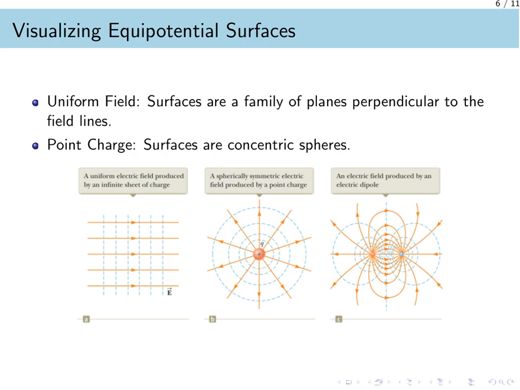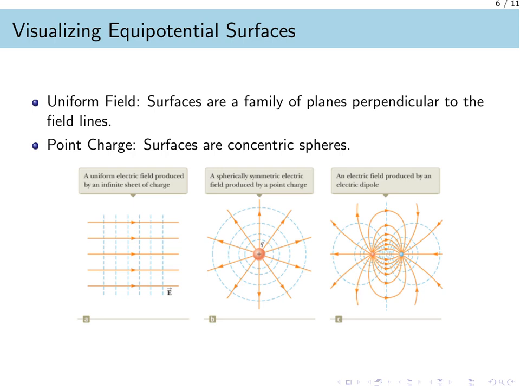Finally, image C illustrates an electric dipole. You can see how the dashed blue lines, representing the equipotential surfaces, twist and curve to maintain that perpendicular relationship with the orange electric field lines.